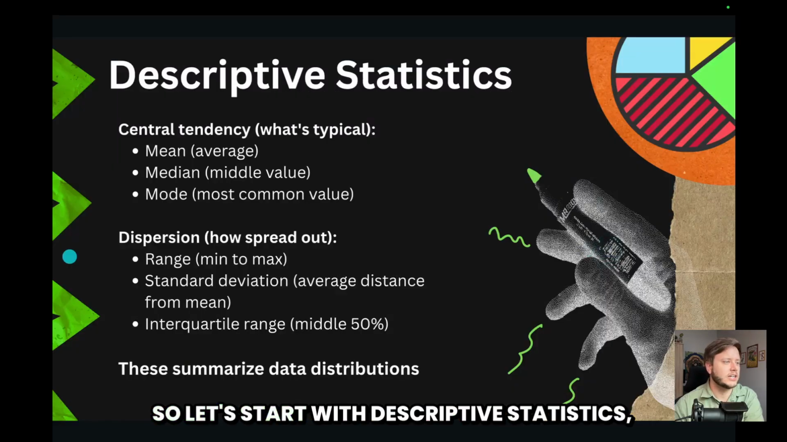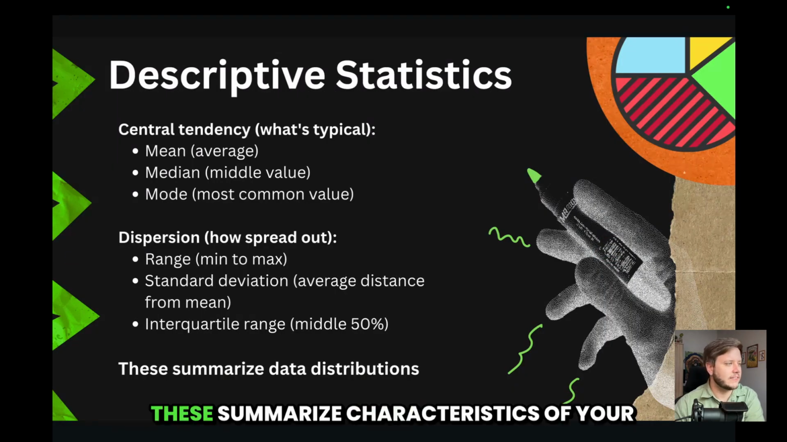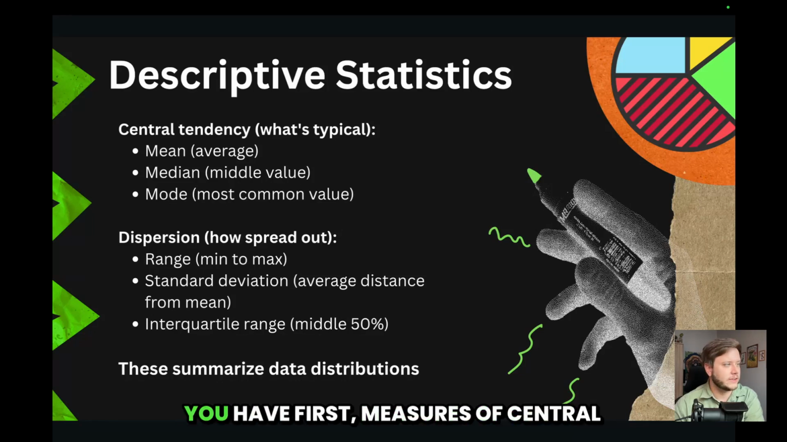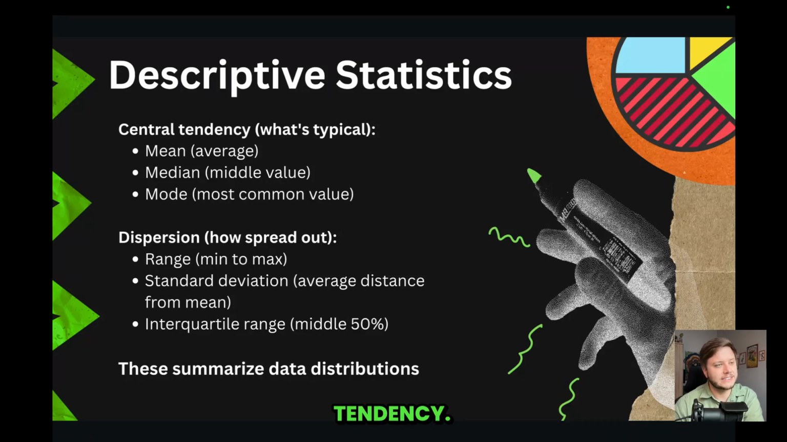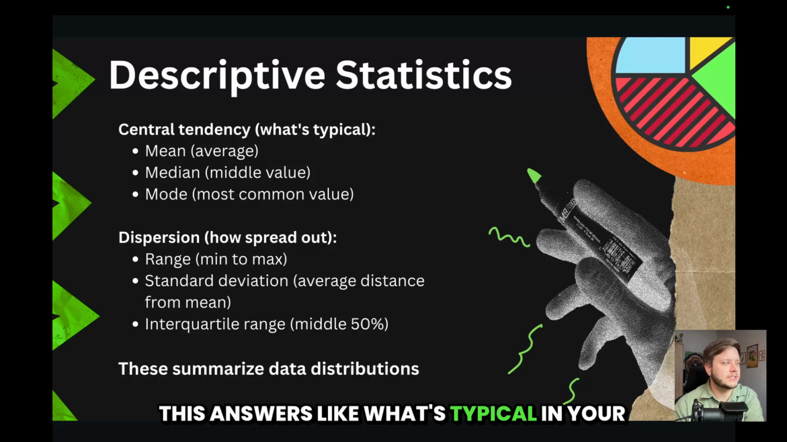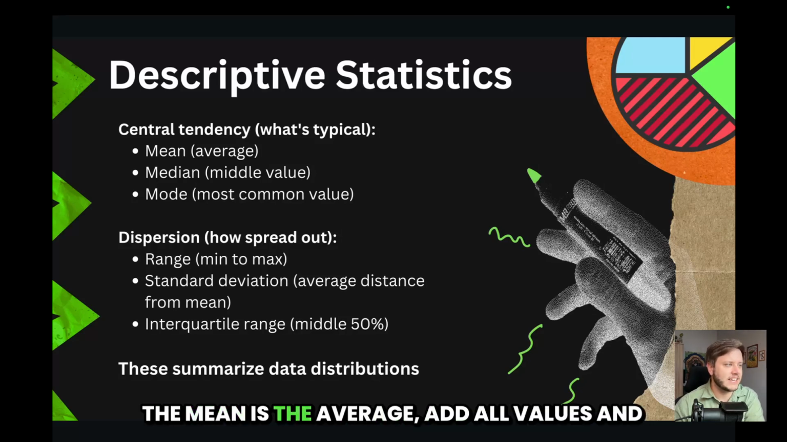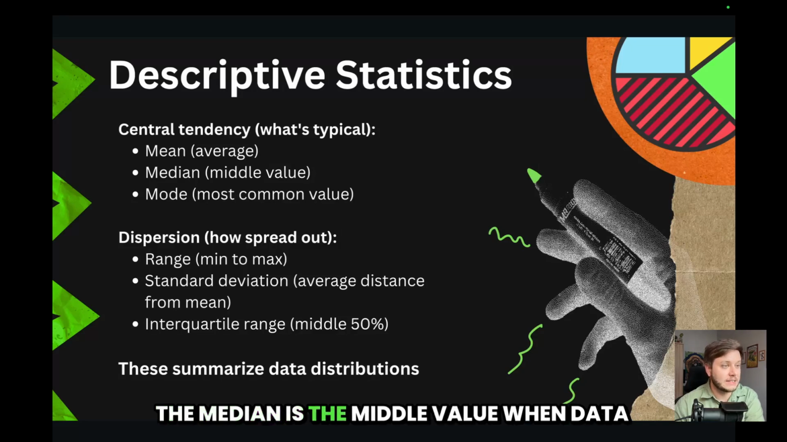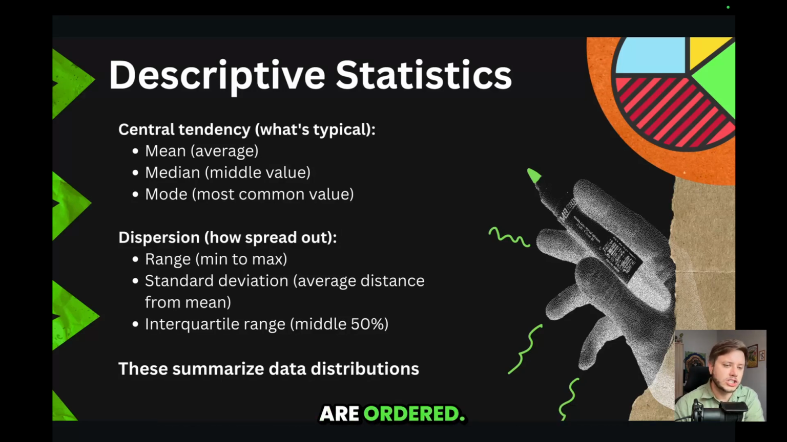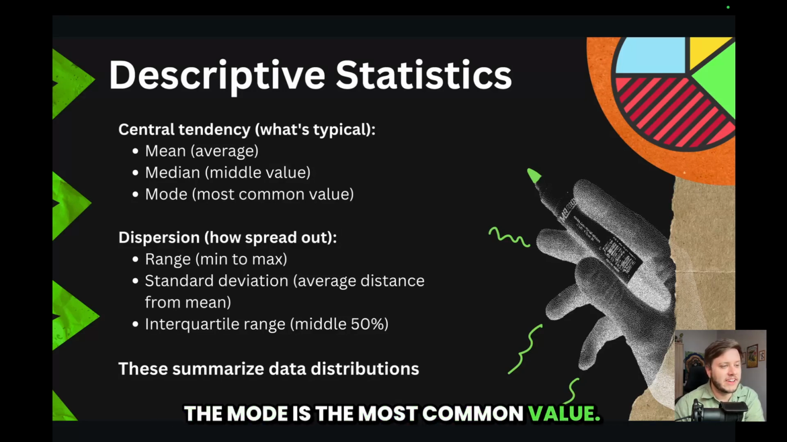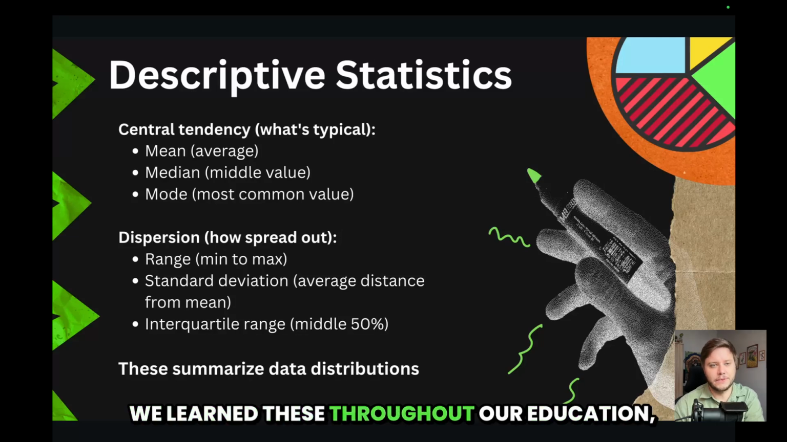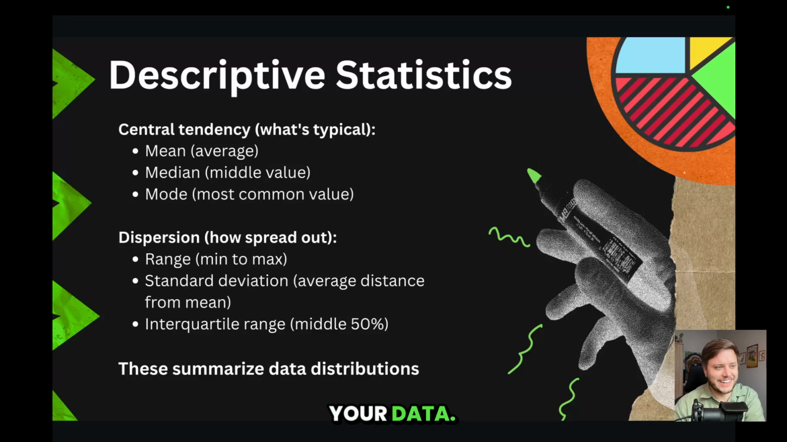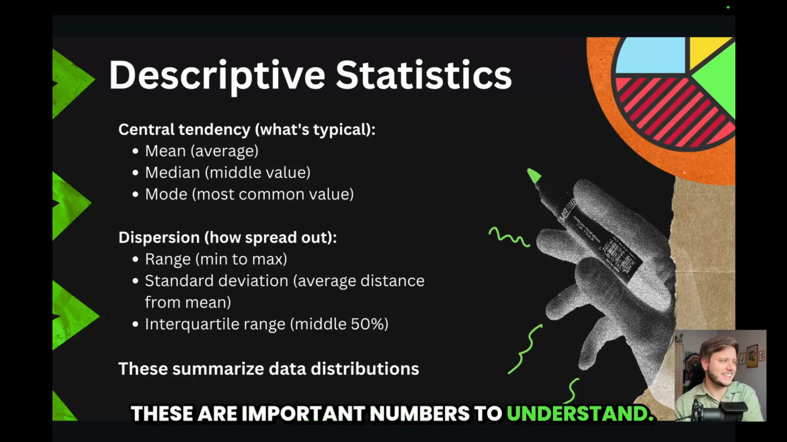So let's start with descriptive statistics, right? These summarize characteristics of your data. There are two main categories. First, measures of central tendency. This answers what's typical in your data, okay? The mean is the average, add all values and divide by the count. The median is the middle value when data are ordered. The mode is the most common value, right? We learned these throughout our education, but you're going to need to report these in your data. These are important numbers to understand.